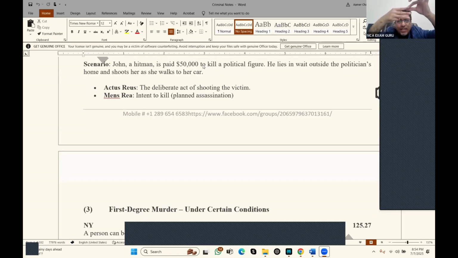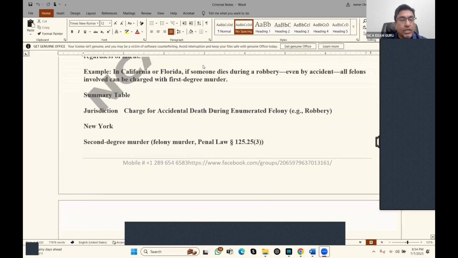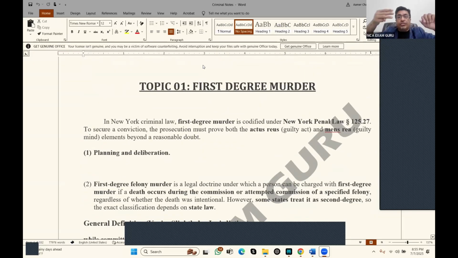First was planning and deliberation. It's still planning and deliberation, because I hired a specific person. Now read from the start; you will understand. This is first degree murder under planning and deliberation. This is first degree murder under the felony rule. This is first degree murder under specific person. If none of them is established, then of course it is second degree murder.